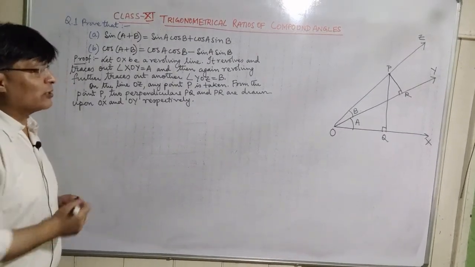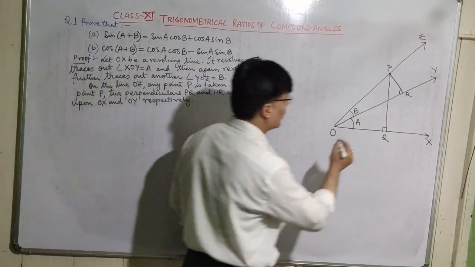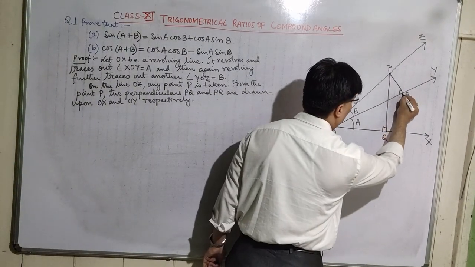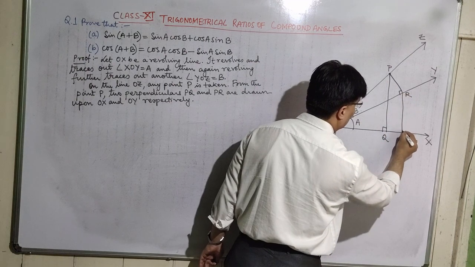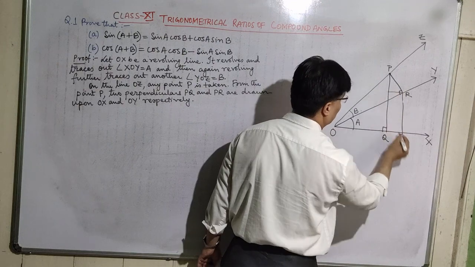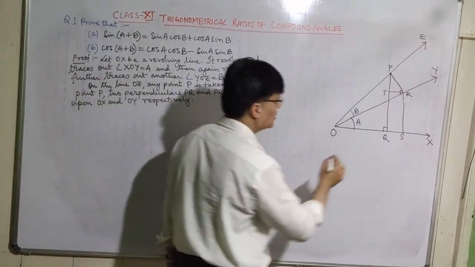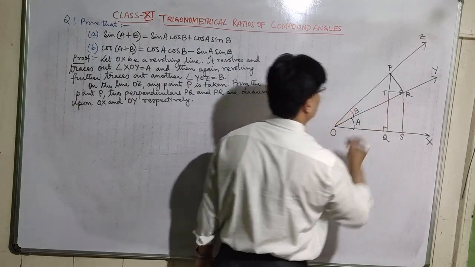Now again you have to do the construction there. Now again from the point R, you draw two perpendiculars upon OX and PQ respectively. This is RS and this is RT. Is that clear to all of you? The figure will be like this.